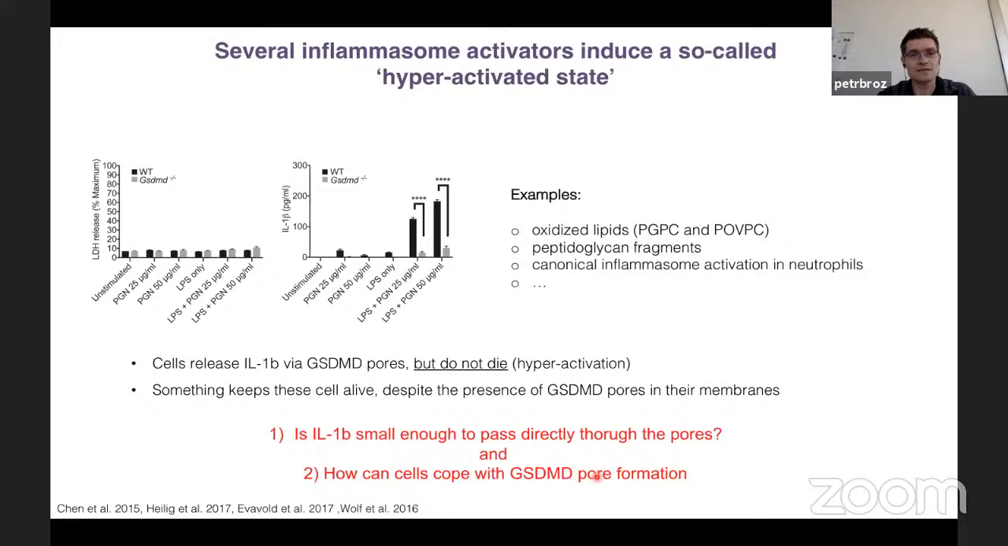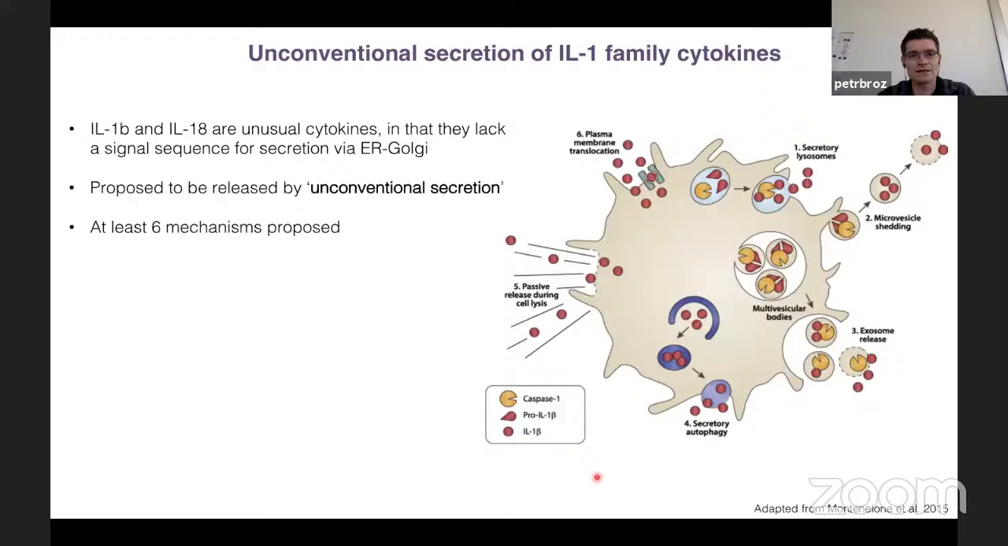So to answer the first one, what do we know about IL-1? IL-1 family cytokines are unusual cytokines in that they lack a signal sequence that would direct them to the ER-Golgi pathway. So in the past, they have been proposed to be released by unconventional secretion, which means basically an unknown other pathway. And many mechanisms have been proposed. This is a summary here from Kate Schroeder's review on unconventional secretion. Secretory lysosomes, for example, have been proposed, or microvesicles, exosomes, secretory autophagy. Of course, passive release during cell lysis, which would be something happening during pyroptosis, but also a direct plasma membrane translocation through some kind of channel.